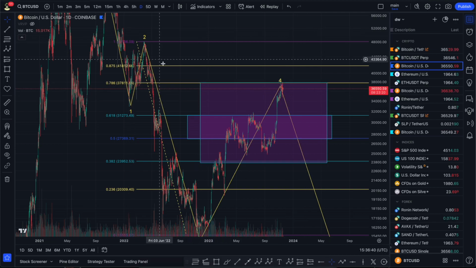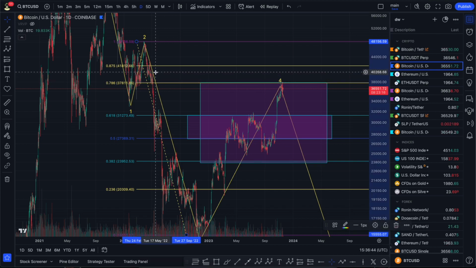This is what waves plus Fibonacci are telling us, right? Fibonacci is also one of my tools which I use in a complex to recognize our targets, where's the first target, second, and so on, right?